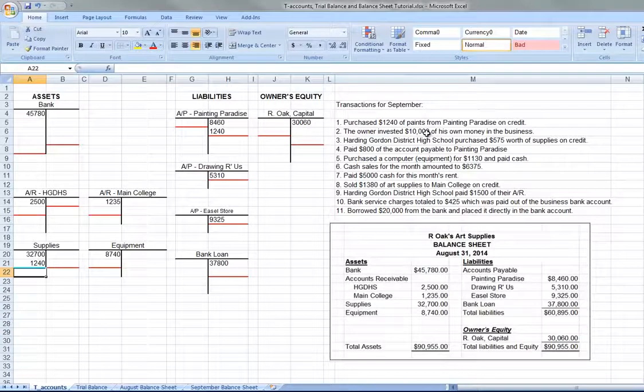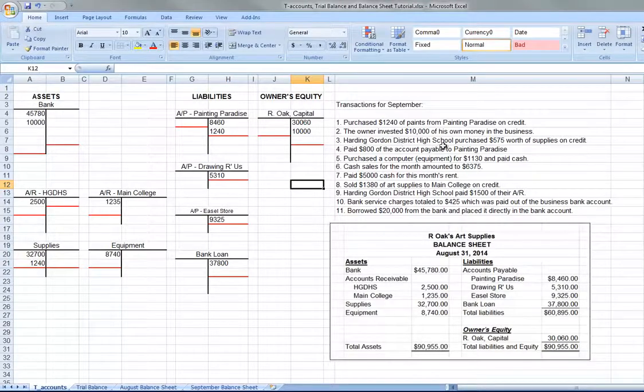Next, the owner invested $10,000 of his own money in the business, which would mean that it would go into the bank account. So we'll put $10,000 there. And then in this case, there's going to be more owner's equity, so we put $10,000 there. So the owner's equity increased by $10,000 and the bank increased by $10,000. Again, that's the balancing thing. Two things have to change, or there could be more than two, but often it's two.